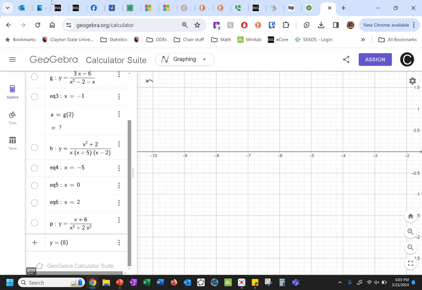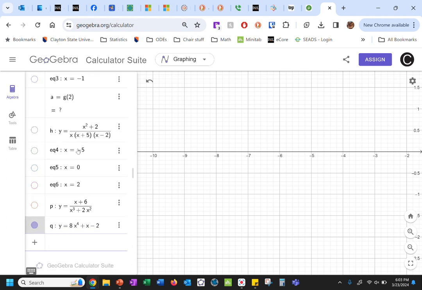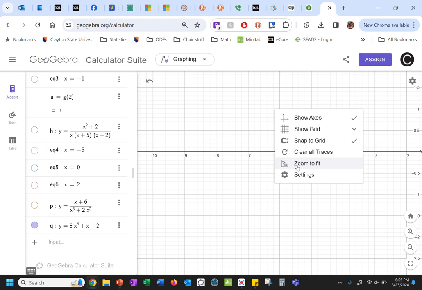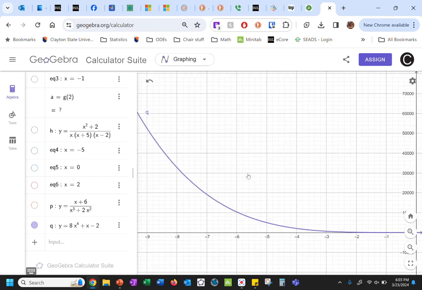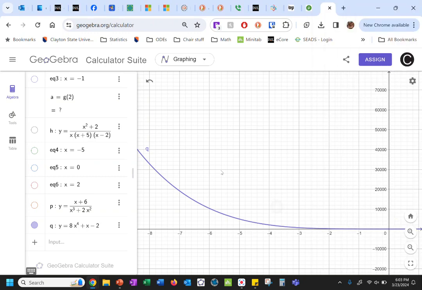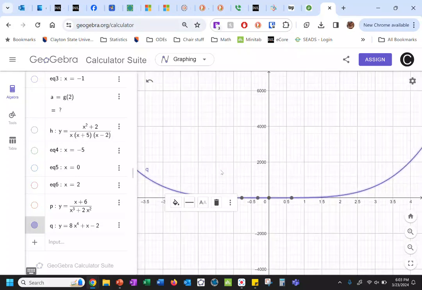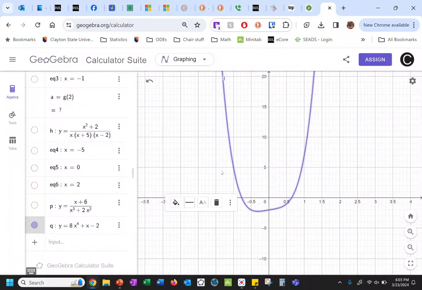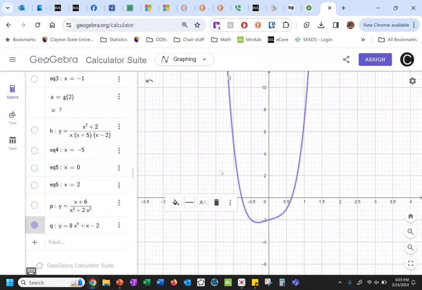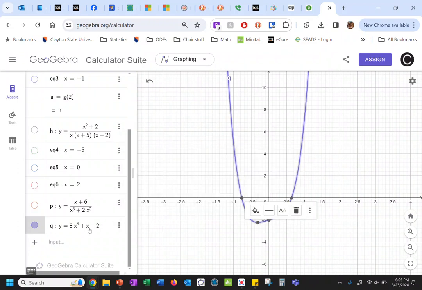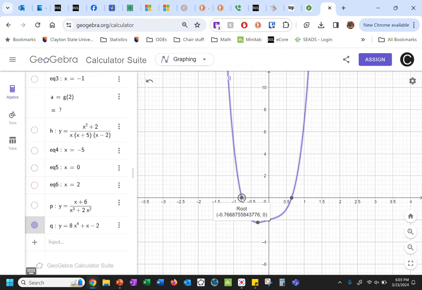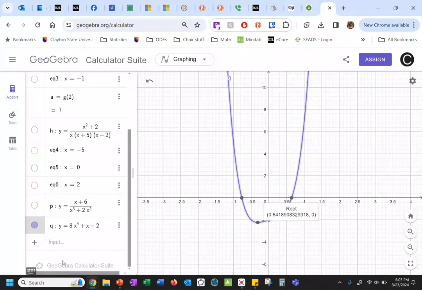So we've got 8x to the 4th plus x minus 2, and zoom to fit. All right. It's never a good one, right? Oops. All right. Let's move this. There we go. All right, so we do know that we have some zeros in the numerator somewhere, whatever these points are here. They don't look like pretty points. No, not pretty points. But okay, so I'm going to put that as my numerator.